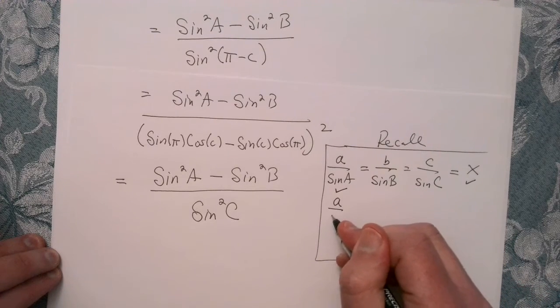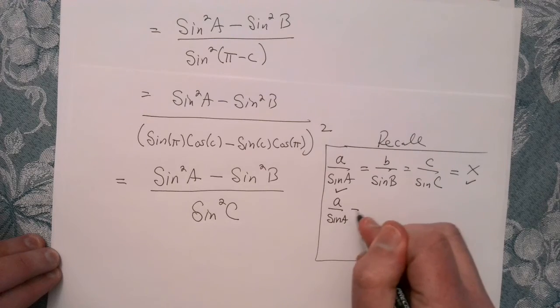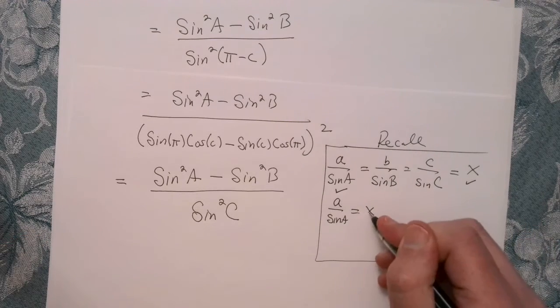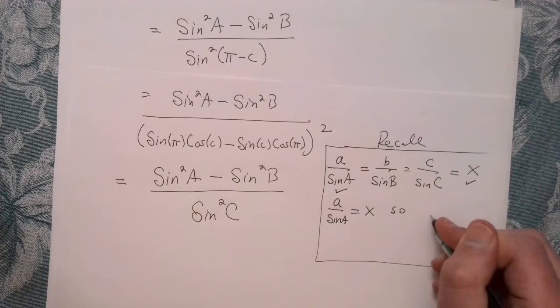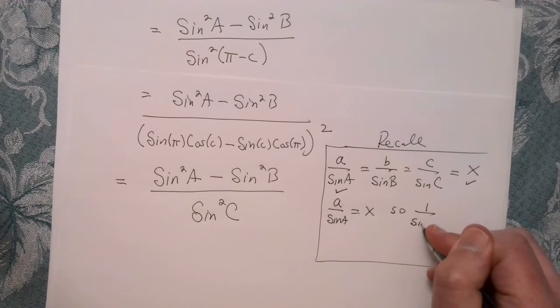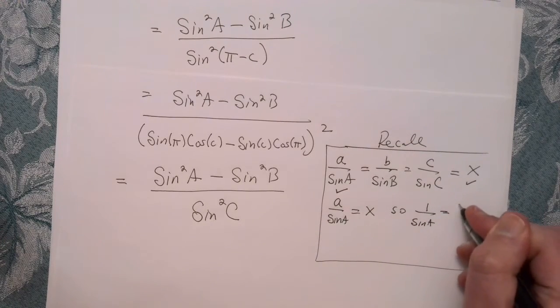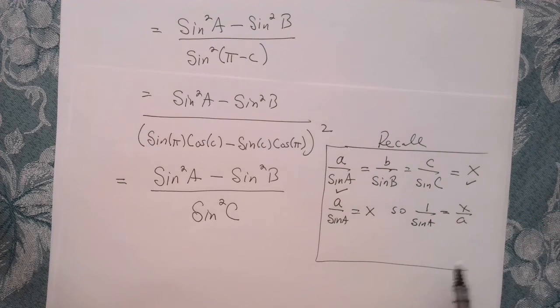So I've got, it looks like, a over sine of a is equal to x. And so 1 over sine of a is equal to, looks like, x over a. So that means that sine of a is the reciprocal, it's a over x.